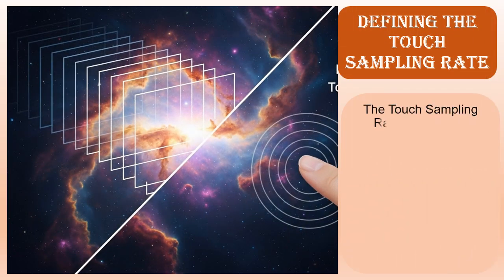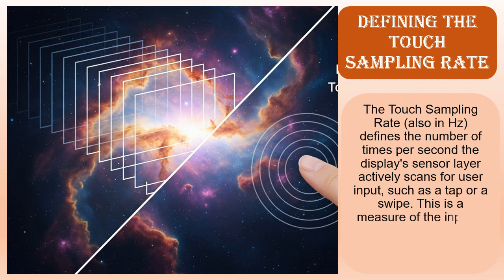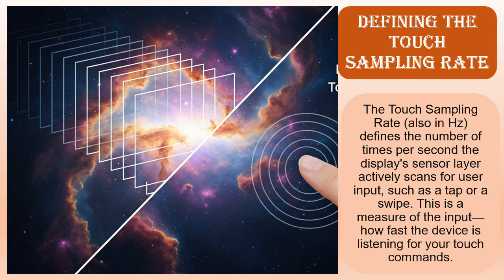Defining the touch sampling rate. The touch sampling rate, also in Hertz, defines the number of times per second the display's sensor layer actively scans for user input, such as a tap or a swipe. This is a measure of the input, how fast the device is listening for your touch commands.